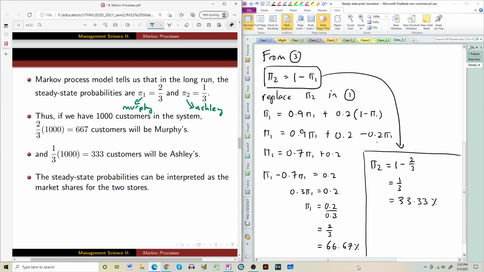Thus, this is just a simple example, the second one. If there are 1,000 customers in the town, 667 customers will go to Murphy's, 333 customers will go to Ashley's, and the steady state probability is actually your market share for the two stores. So if the question asks to calculate market share, this is how you find it, or if the question asks to calculate steady state probability, this is the same process you are going to use.